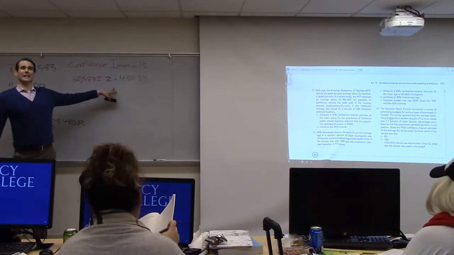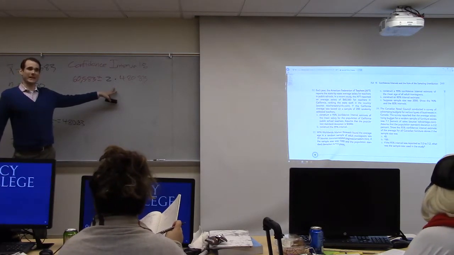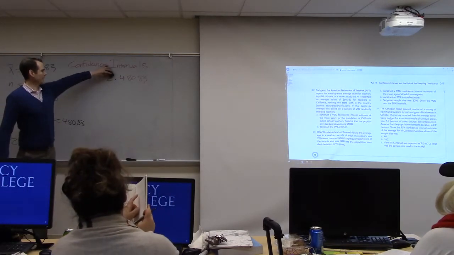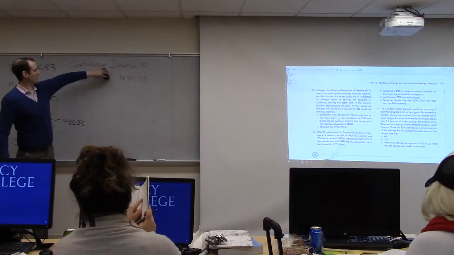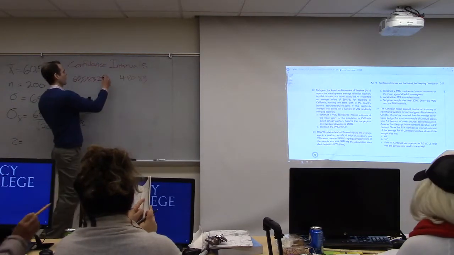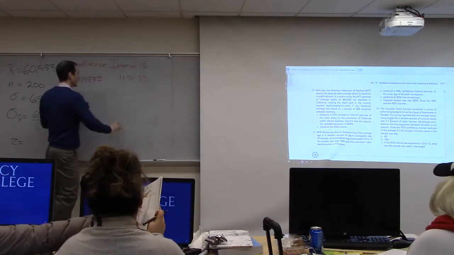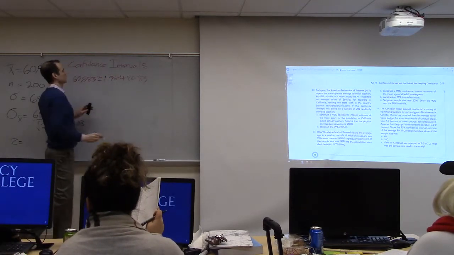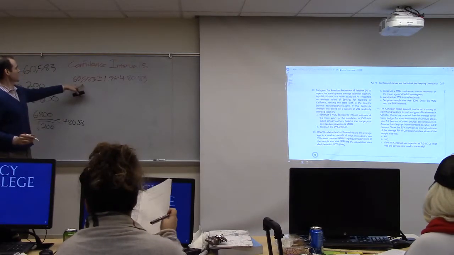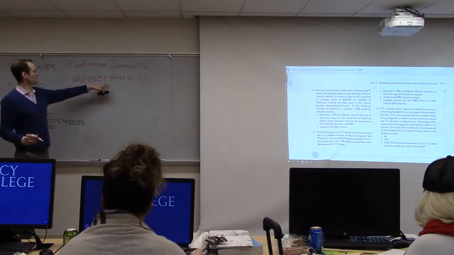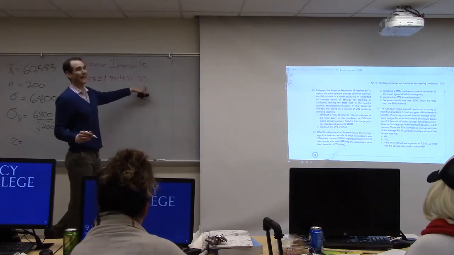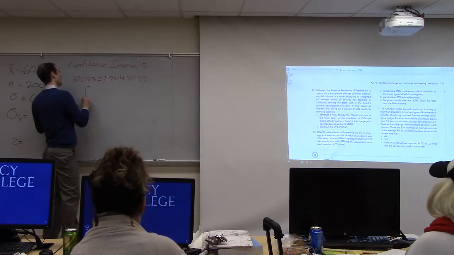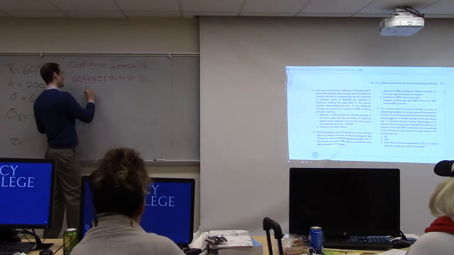Next question is how many standard errors do we need to go plus or minus? 1.96. If we want to be 95% confident, we go 1.96 standard deviations. We calculated that in the last example. So 60,583 plus or minus 1.96 times 480.83 is going to give us our confidence interval. If you know the lower bound, just scream it out.